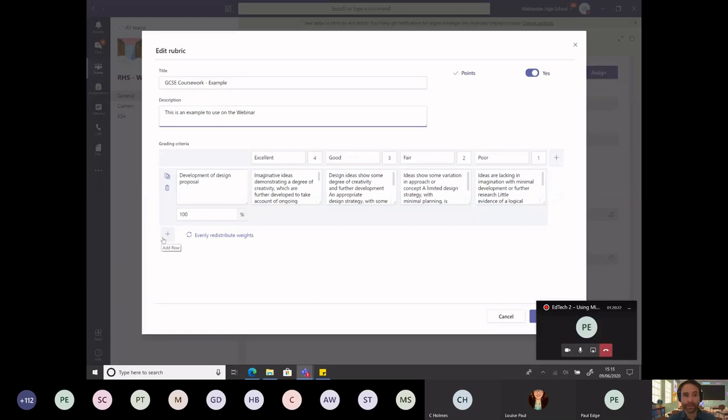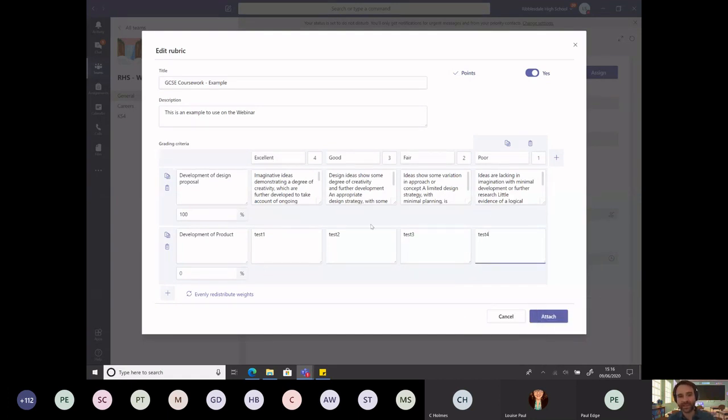Okay, and then if I wanted to add more sections, I can add a new row, and this might be, for example, implementation of product. And we can just add the different criteria here. So these might be, for example, excellent, well-made product, poorly glued together. I'm sure it's unique to every single person and every single department. So that's a way that you could consider that. And then once you're happy with it, you simply press attach.